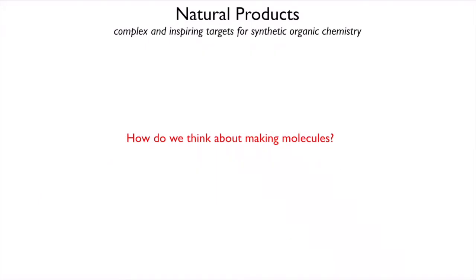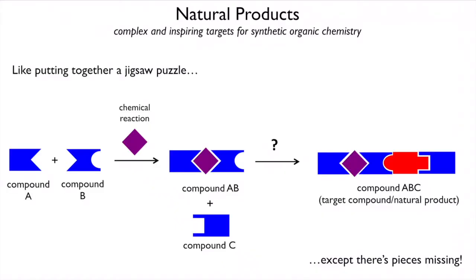Now that I've laid out the motivation for our research, we can think about how we as chemists go about developing and executing a strategy to make organic compounds with medicinal potential. One way to conceptualize what we do in the lab is to think of it as putting a jigsaw puzzle together, but with a few missing pieces.